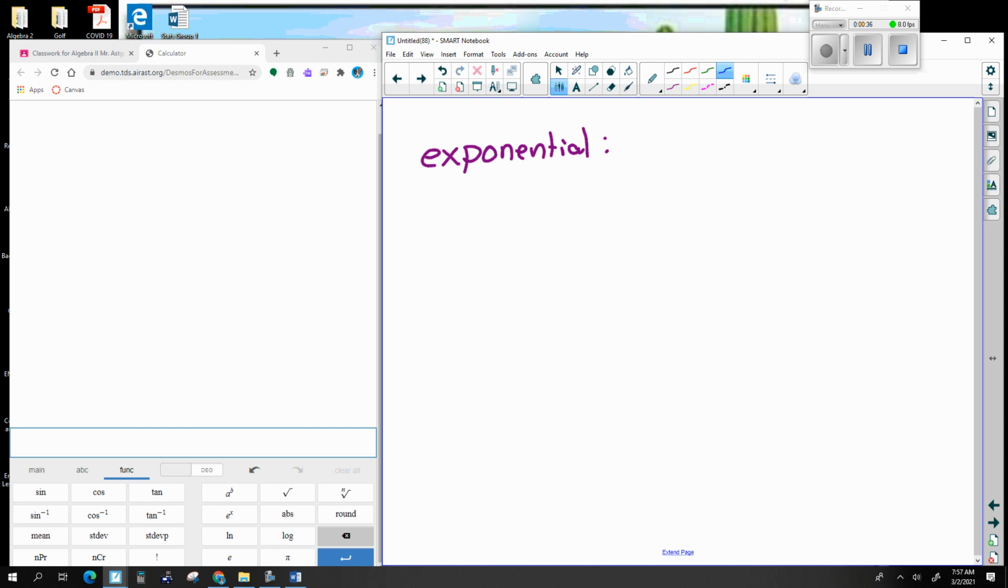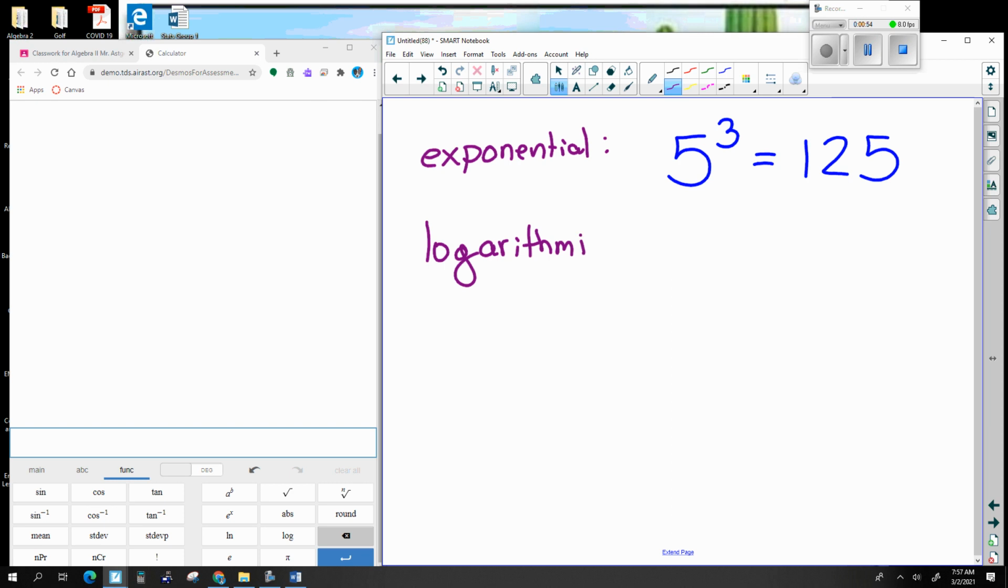And that is usually what we're used to seeing. So we have like 5 to the third is equal to 125. So things are written as exponents. Okay, fine and dandy. And then we can turn them into logarithmic form. The idea of that is the base is the base. So this would be log base 5. And then everything switches sides. So 125 goes left and 3 goes right. And so that is that.